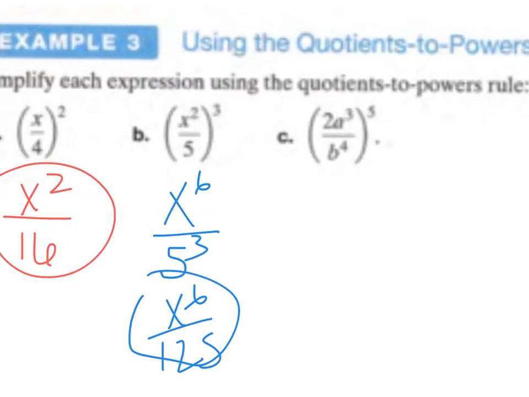So if we continue on and look here, this would be 2 to the 5th power, which is 32, but 8, 3, and 5 will be 8 to the 15th, and that would be over b to the 20th.